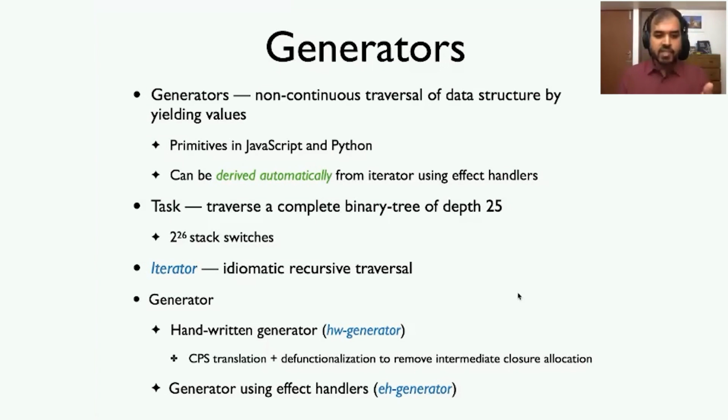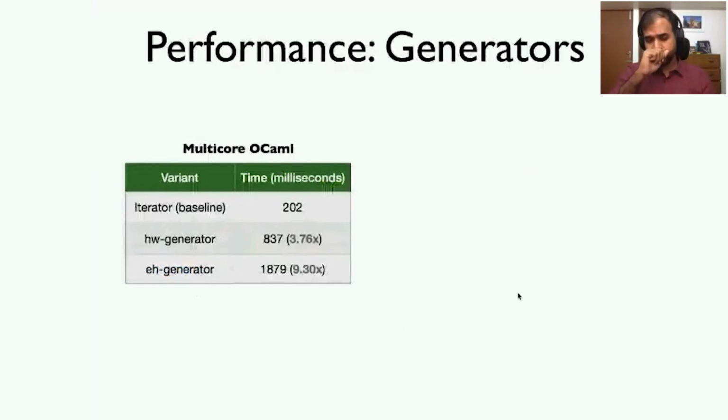And the last thing that we have is the EH generator, which is the generator obtained through effect handlers. And here are the performance results. This is on Multicore OCaml. The iterator baseline ran in 202 milliseconds, whereas the handwritten generator ran in 3.76 times slower than the iterator, and the effect handler generator was around 2.5 times slower.